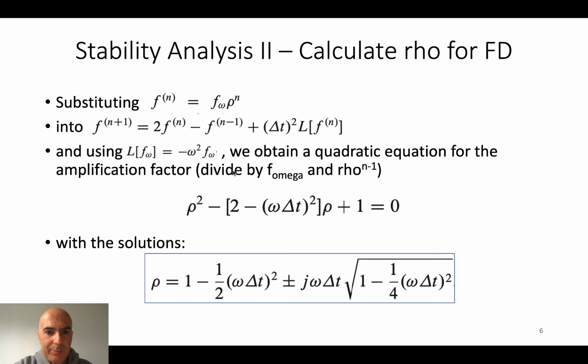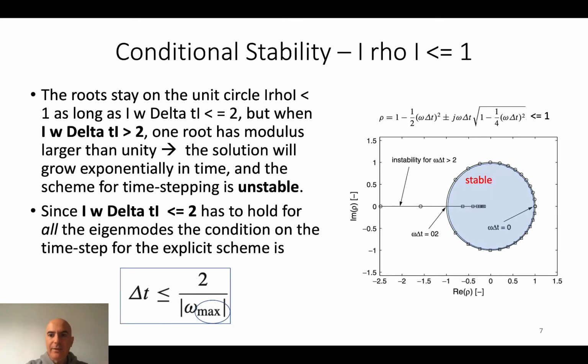So we can just replace, and then we divide by f omega, and we divide by the amplification factor to the power of n minus 1. If we do this arithmetic operation, we obtain an expression for our amplification factor. So this is a quadratic equation. We know how to solve the quadratic equation, and here we have the solution for the amplification factor rho.